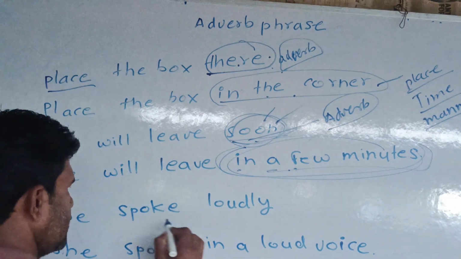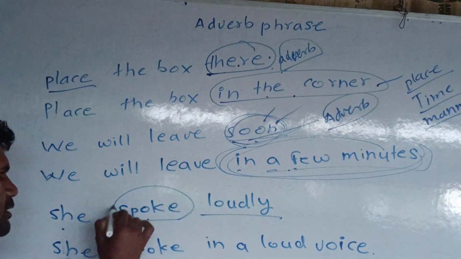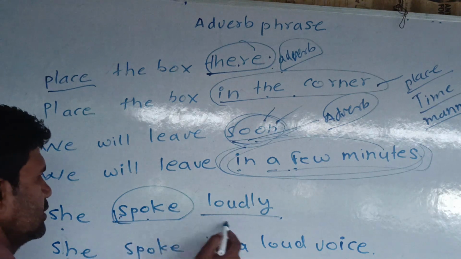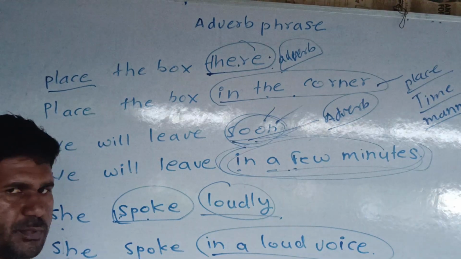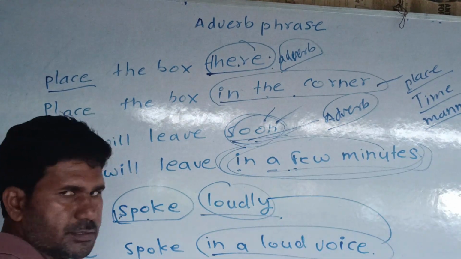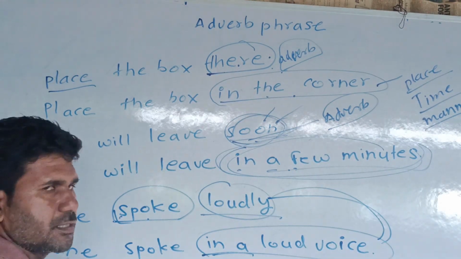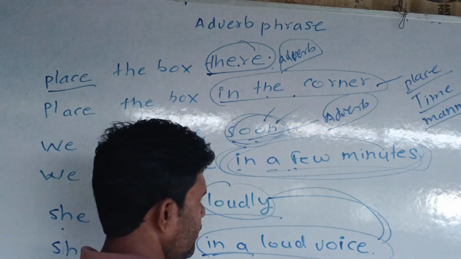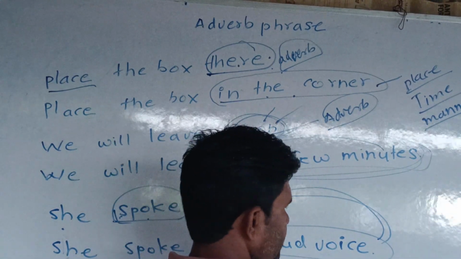Now, in this sentence, she spoke loudly. Speaking is an action in the past. How did she speak? Loudly, in a loud voice. It means the same thing. Loudly means in a loud voice. This phrase is just replacing the single-word adverb. So this is acting as an adverb, so we call it adverb phrase.